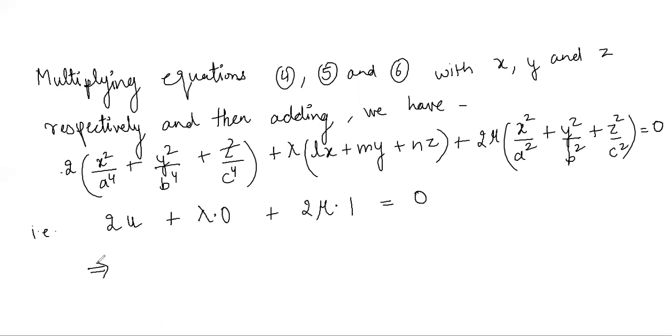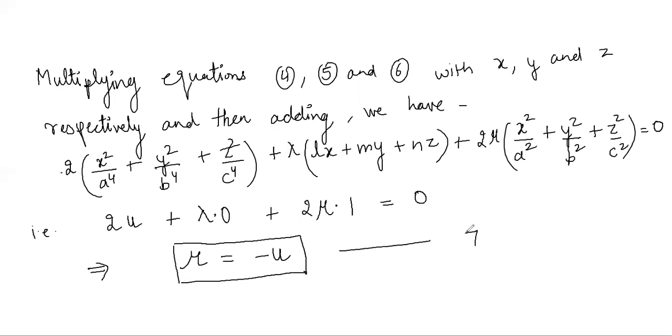So what we get from here, we get that the second Lagrange's multiplier, which is mu, it is coming as minus u. And let us name this as equation number 7.